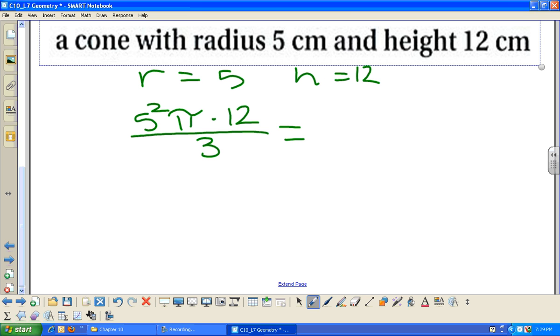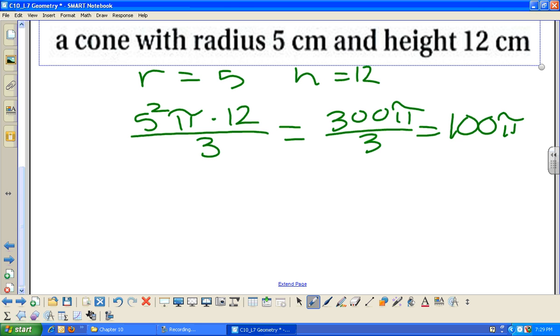So this would be equal to 300 pi divided by 3, which is 100 pi centimeters cubed, or 314 centimeters cubed.